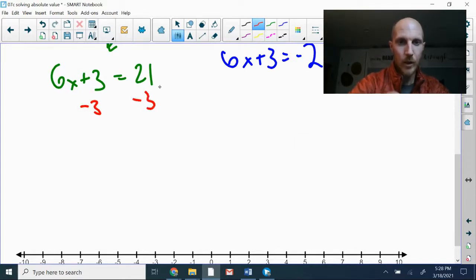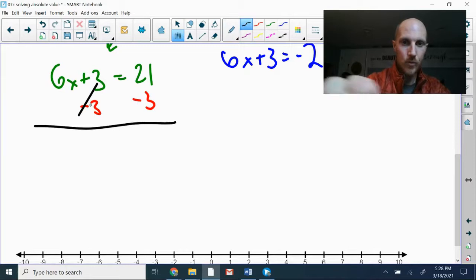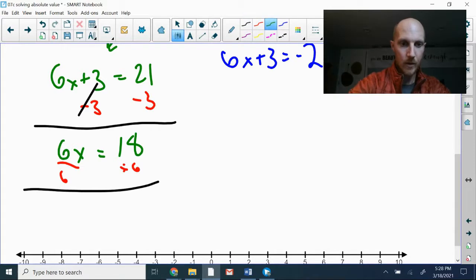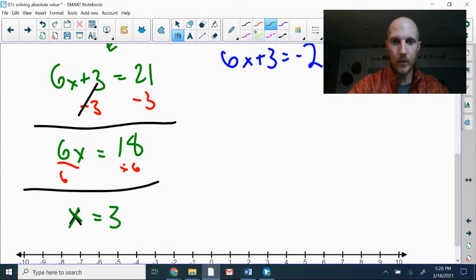So I'm going to subtract 3. 6x equals 18. I'm going to divide by 6, divide by 6. And then we get x equals 3.